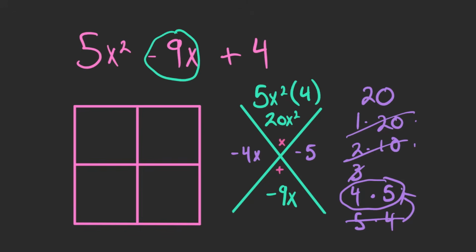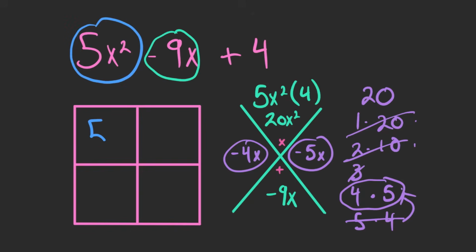But don't forget to put an x next to them, because that reminds me of what I need to put in my box over here. Because remember, x times x is x squared, and whenever I add these two, the x stays x. Okay, all right, so let's go over to our box now. If we recall, we're going to put our first term, 5x squared, in this first box, and our last term, positive 4, goes here, and it does not matter where the negative 4x goes or the negative 5x goes.